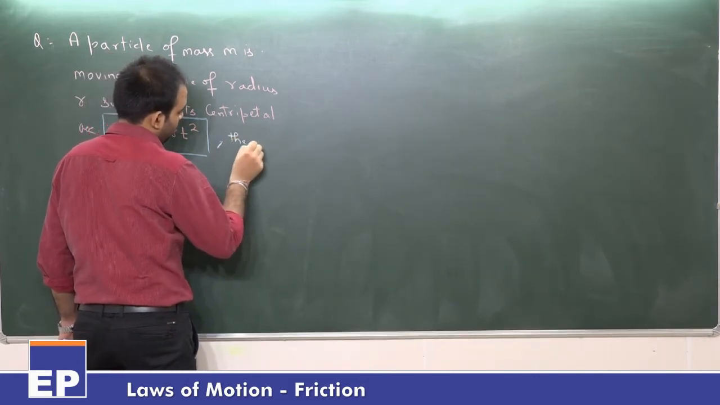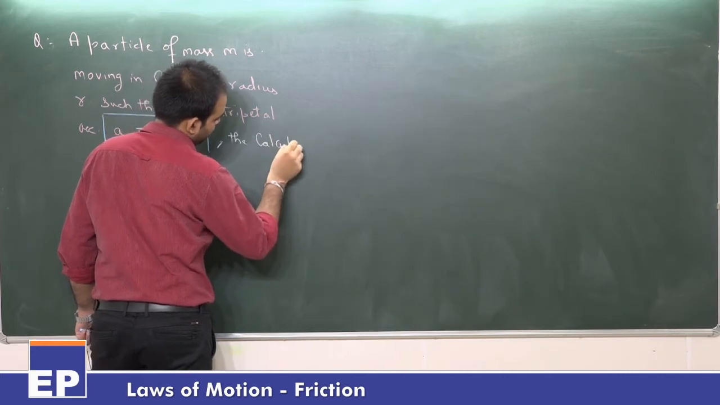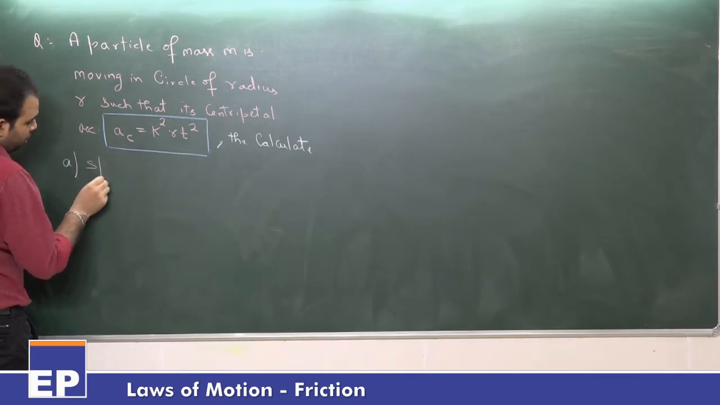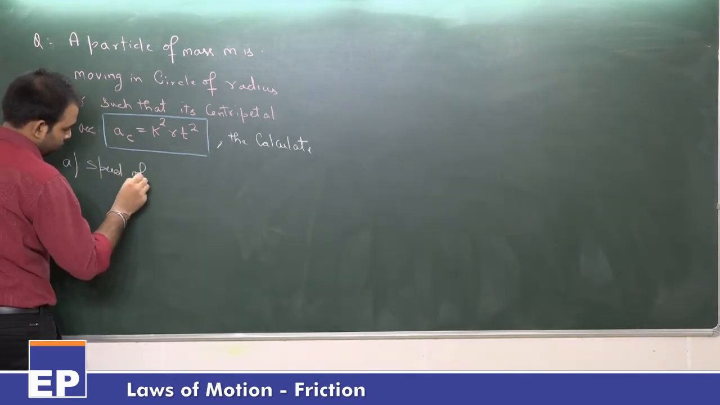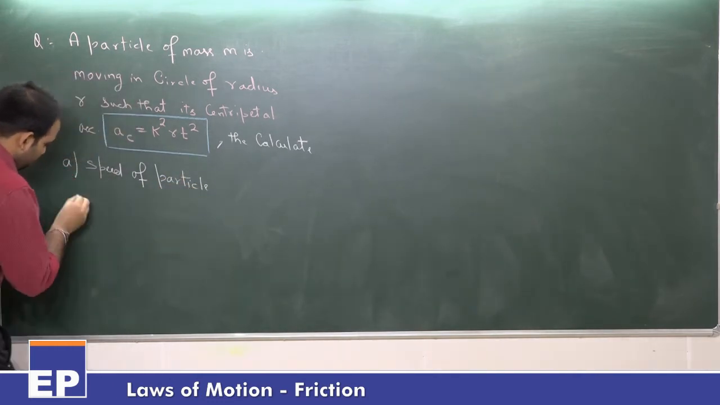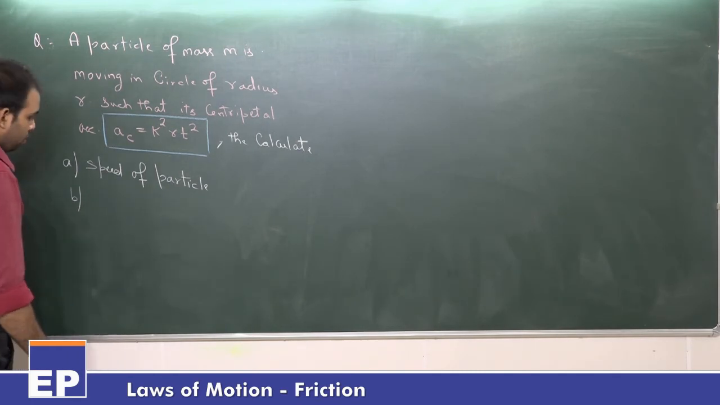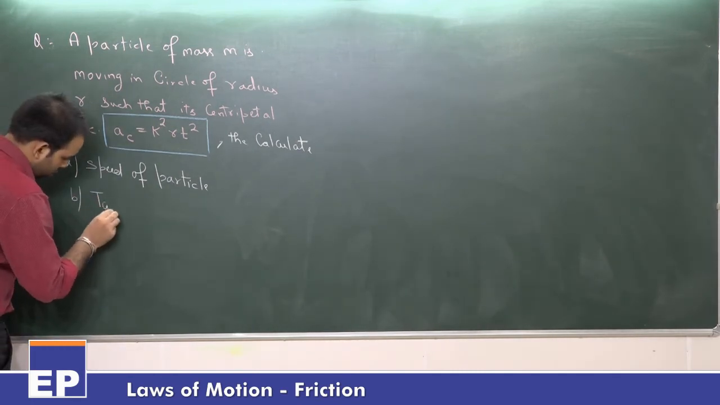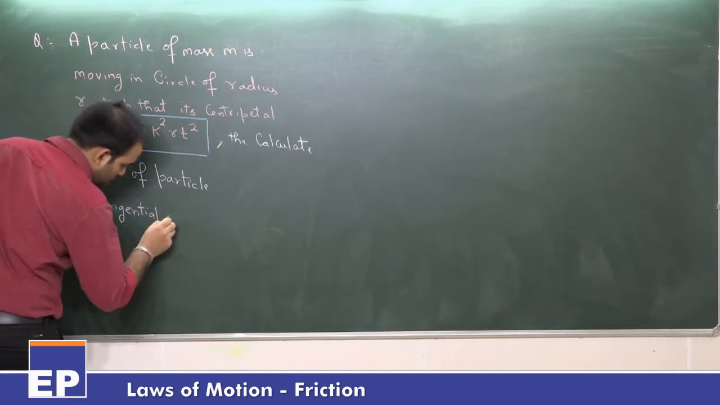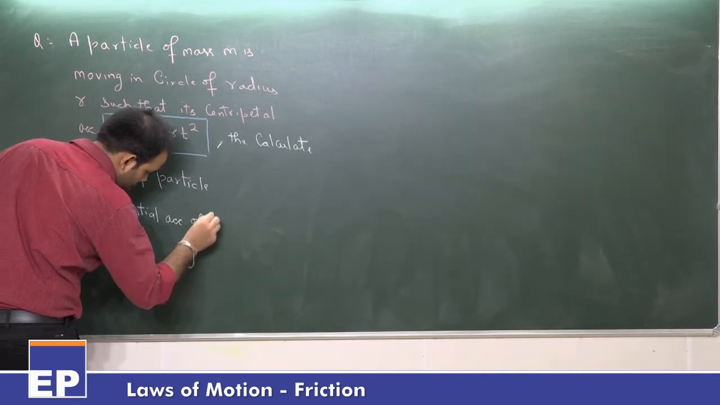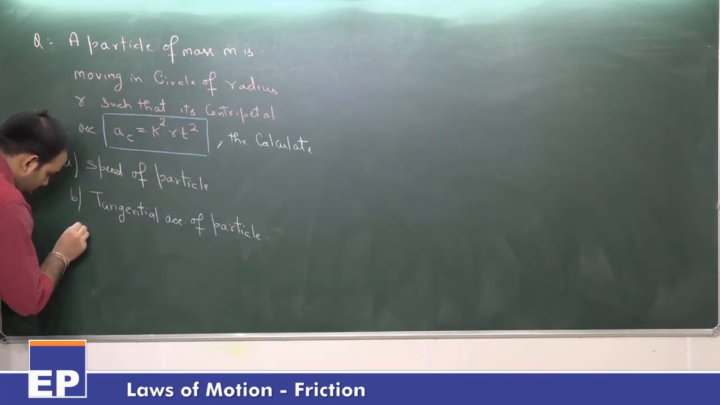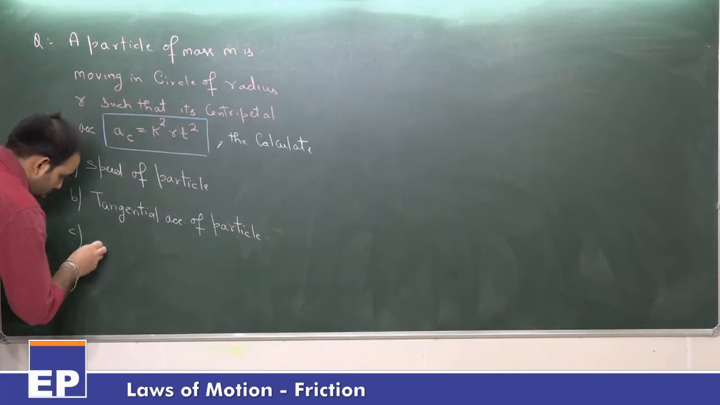Then calculate: A part, speed of particle; B part, tangential acceleration of particle; C part, resultant acceleration.